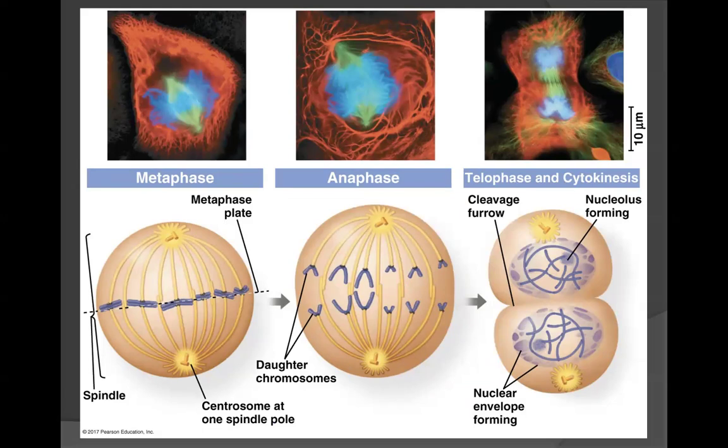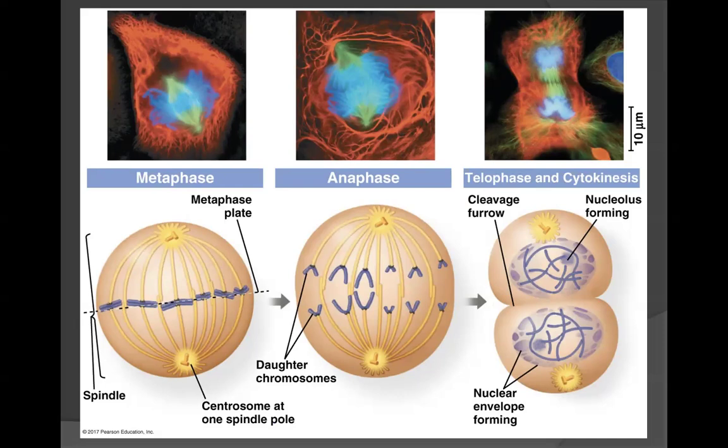And please also note that each chromosome will be attached to each spindle fiber, which means that each chromatid within a chromosome is going to be attached to a microtubule that eventually will pull them to either side of the cell.